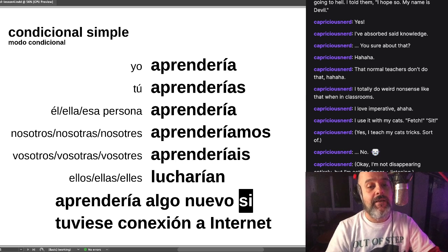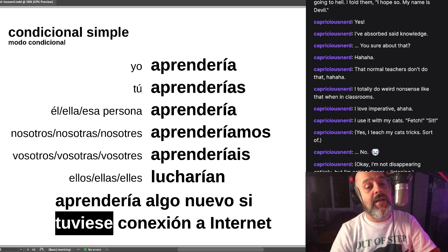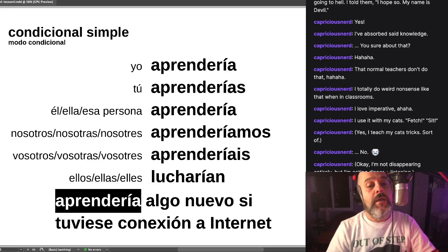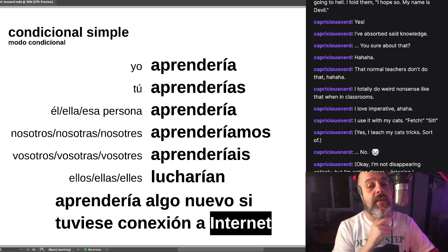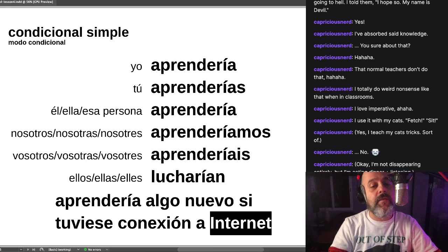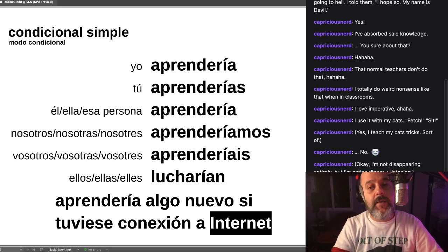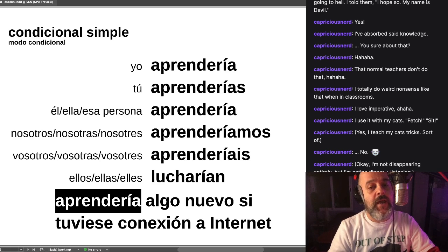So, si tuviese, again, we're on the subjunctive here, and the coulda, woulda, shoulda, and if I would have a connection to the internet. So something that we would in English say, I would learn something new if I would have connection to the internet. Which, by the way, internet, we use it without the article in Spanish. Internet, as if an uncountable thing. Don't overthink that much about that one aspect, okay? So, yeah, I would learn something new if I would have connection to the internet.